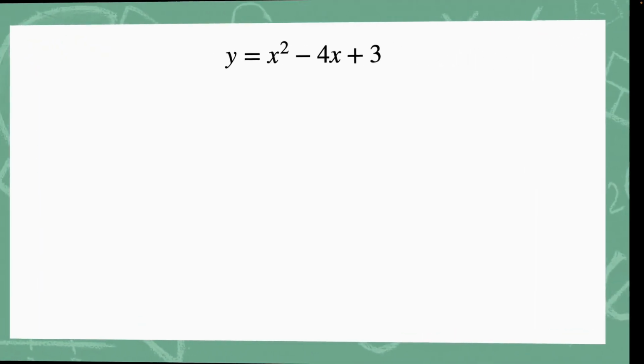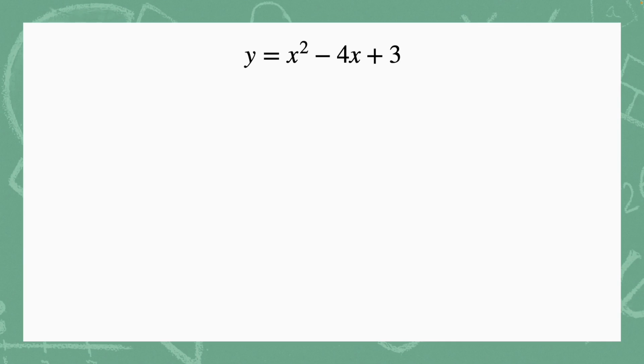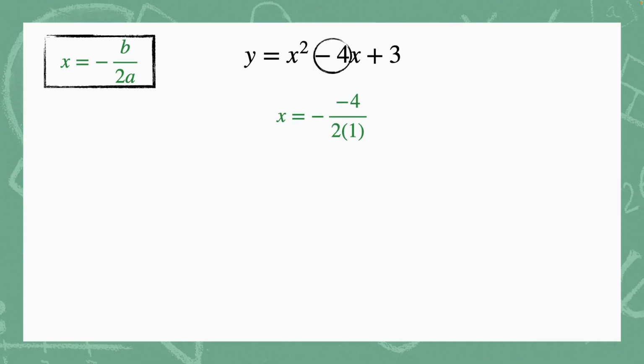Here's our quadratic equation, y equals x squared minus 4x plus 3. And I'm going to put that formula up in the upper corner so that we can reference it. I need a b value, which in this quadratic equation is going to be negative 4. And my a value, which is the coefficient in front of x squared, is just going to be 1. So, if I plug those numbers in, I have that negative out in front, my b value of negative 4 over 2 times 1. Those two negatives will cancel each other out, leaving me with 4 over 2, which tells me that x is equal to 2.